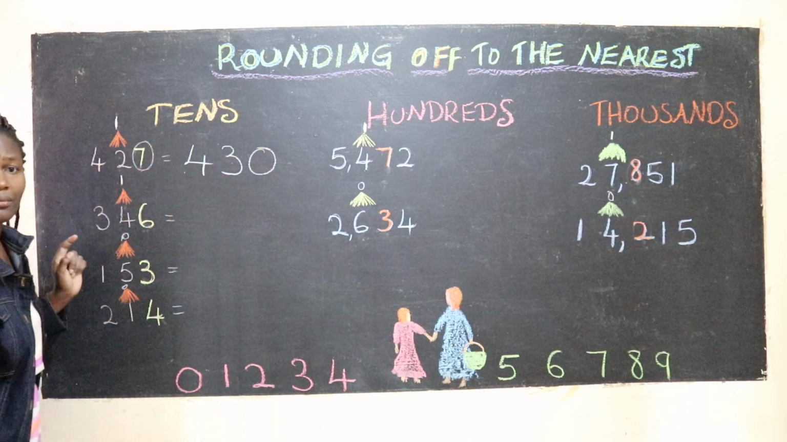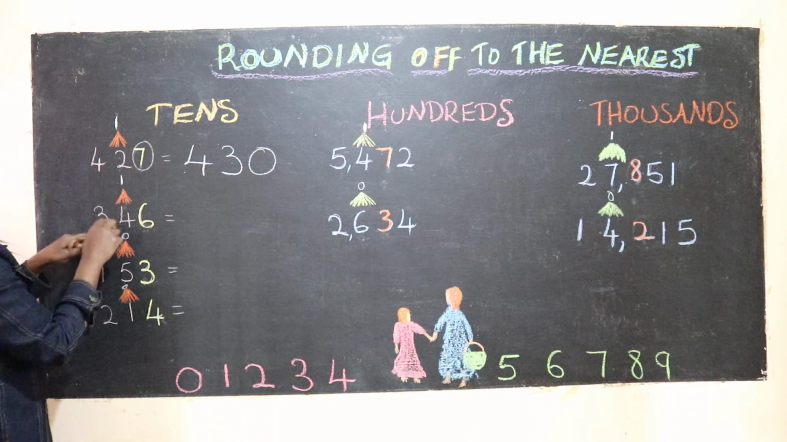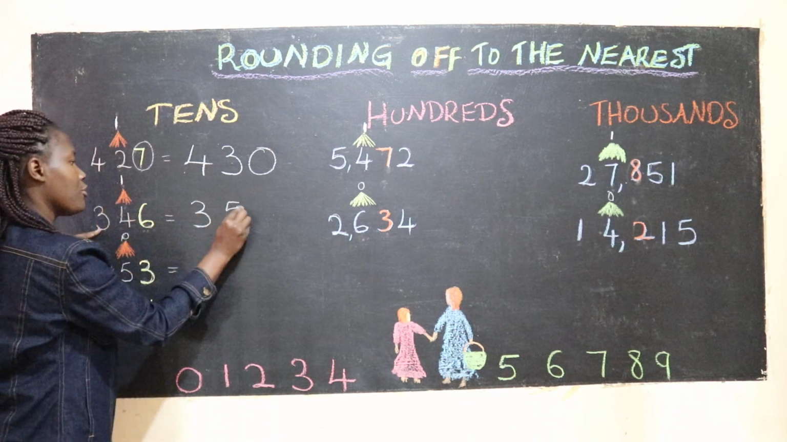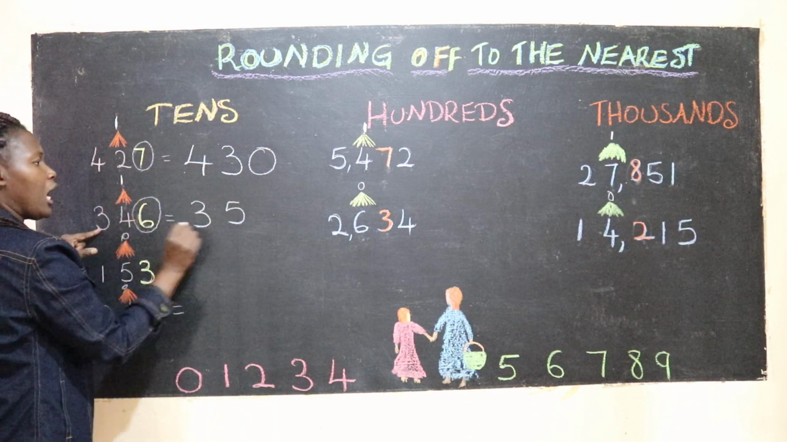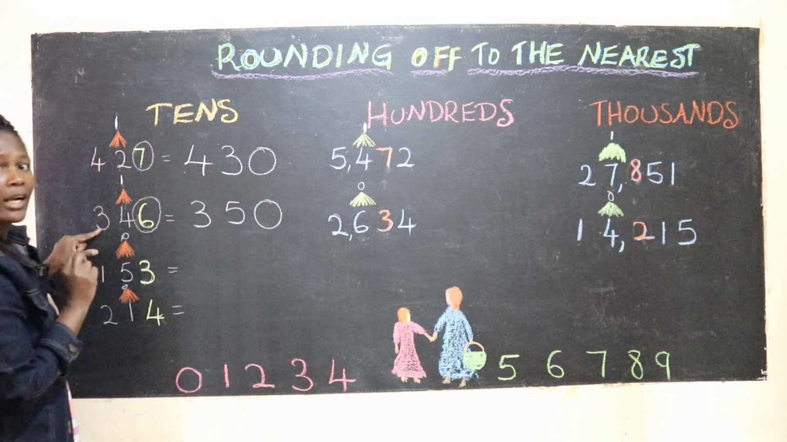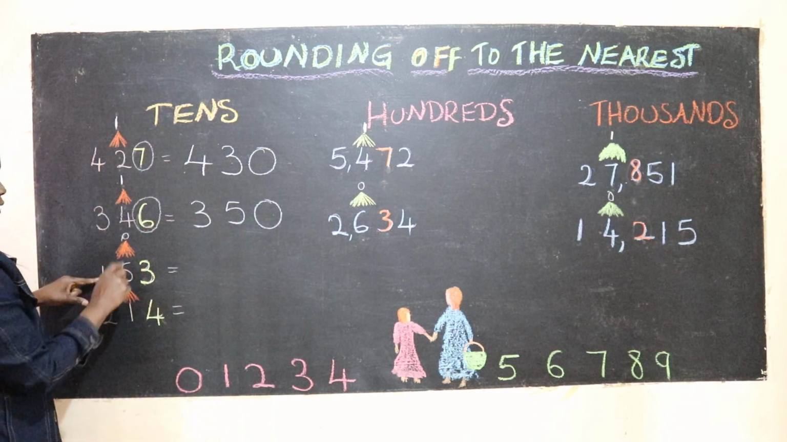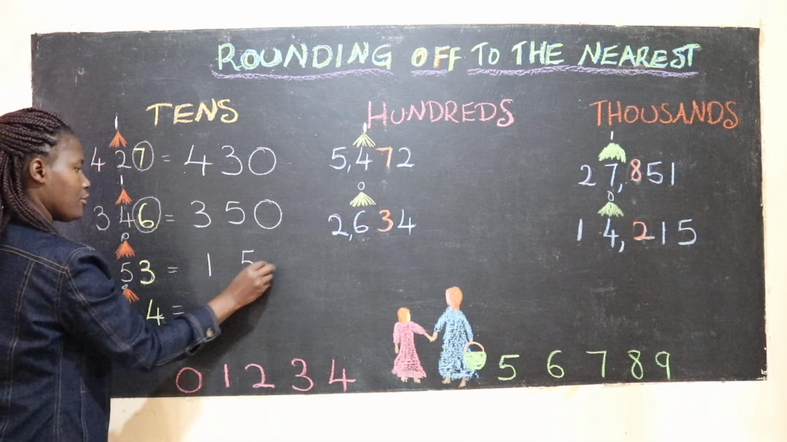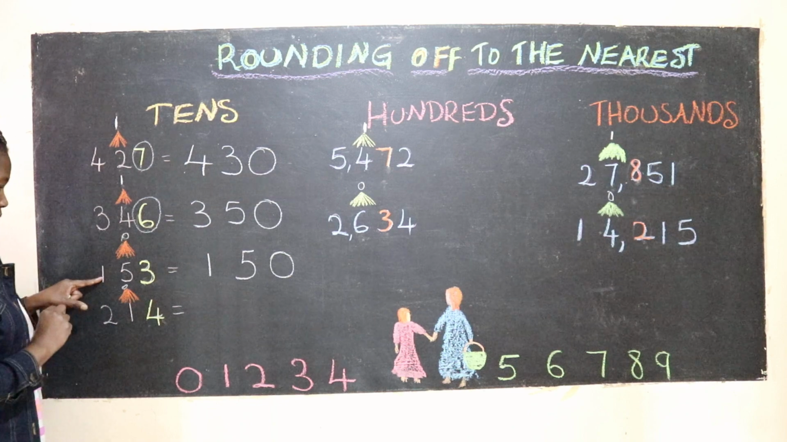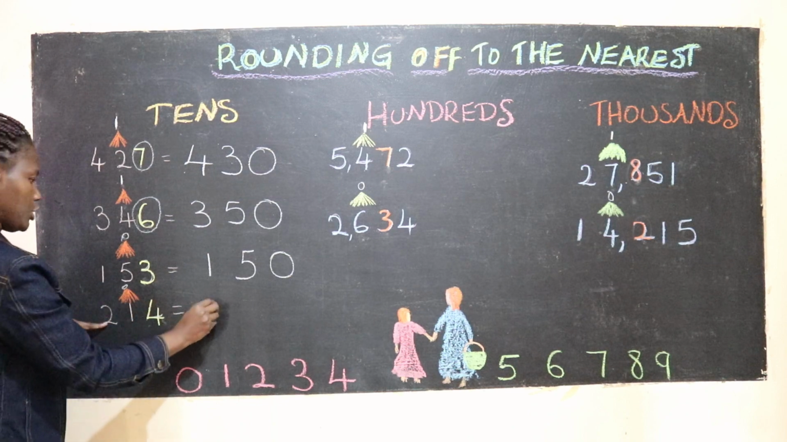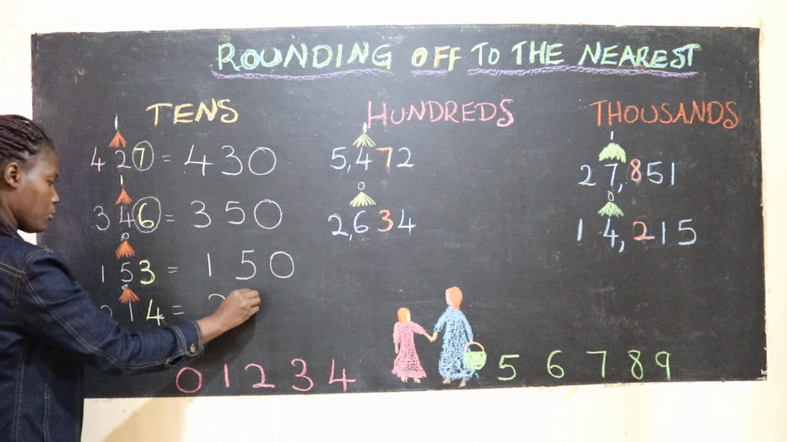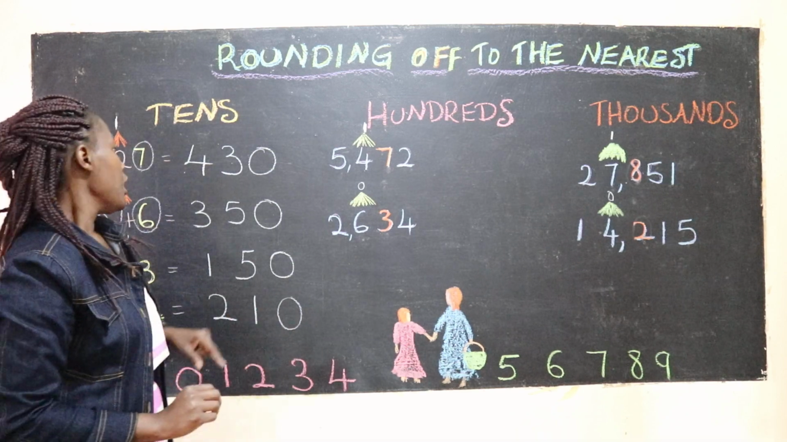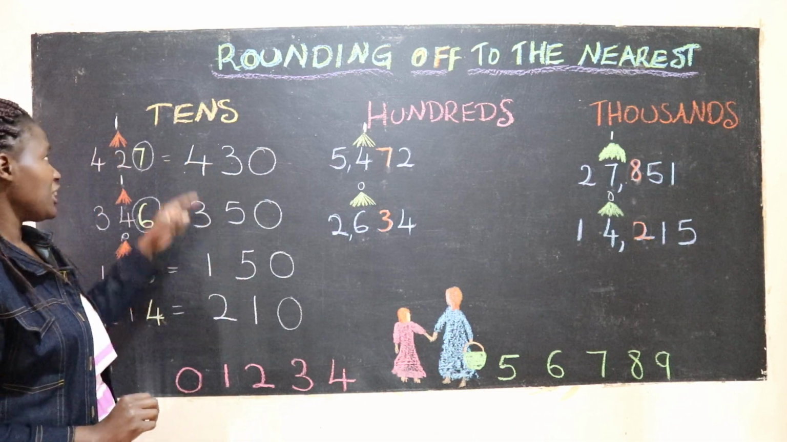It will be gone. And what about this one? We will have 3. 4 plus 1 will be 5. And our old parent will no longer be there. What about this one? Oh, there was nothing, so I'll have 1, 5, and that one will also be gone. And what about that one? It will be 200. 1 plus 0 will be 1, and this one will be gone. This is how we will round off to the nearest tens.